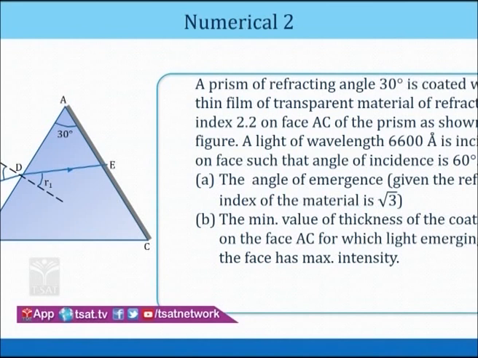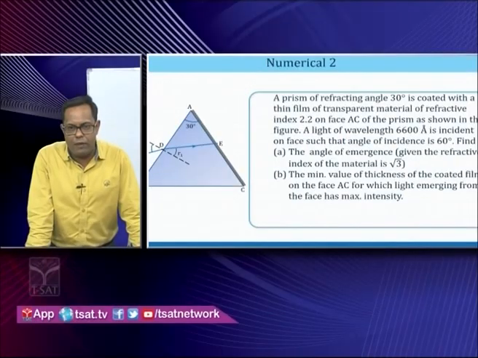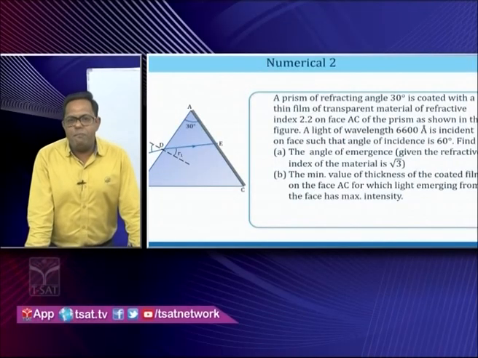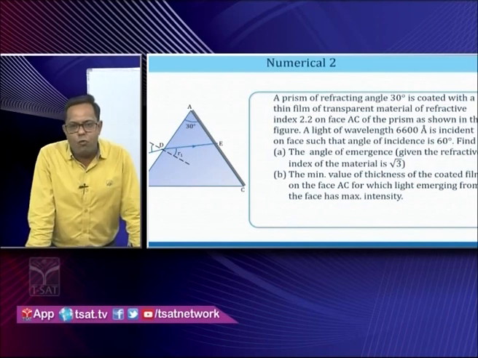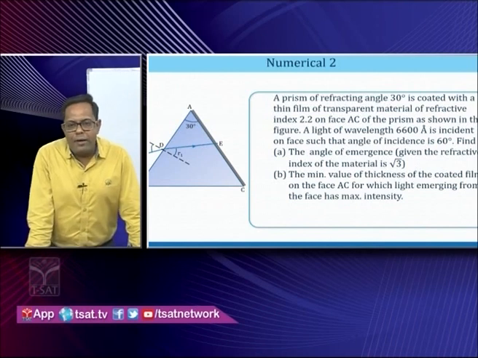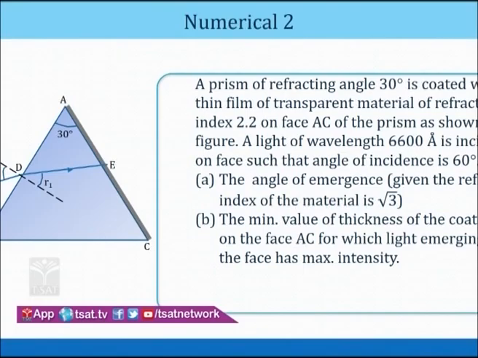The second problem is that we have a prism of refracting angle, which is nothing but the angle of prism, given as 30 degrees as shown in the figure. The face AC of the prism is coated with a thin film of transparent material of refractive index 2.2. Light of wavelength 6600 angstrom is incident on face AB, and the angle of incidence is 60 degrees. If the refractive index of the prism is √3, you have to find the angle of emergence. That is the first part. First we will look at it, then we will go for the second part.